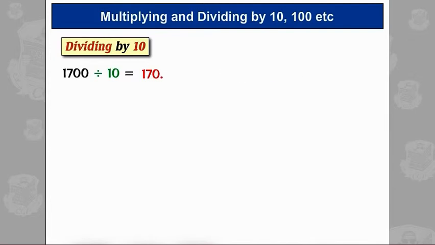Okay, here's another example then. 8.658 divided by 10. I'm going to move that decimal point one place to the left to give the answer 0.8658. Now if you look here, we ended up with nothing on the left hand side of the decimal point. So we've had to put a 0 there, so we got the right answer.